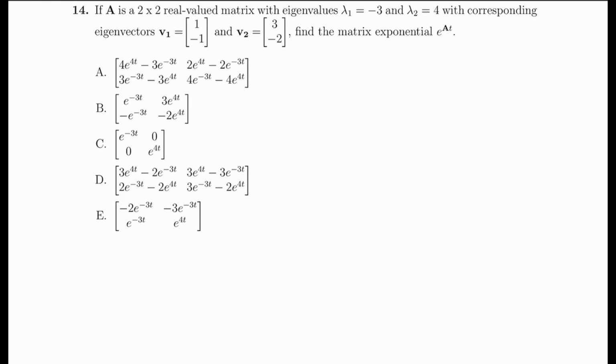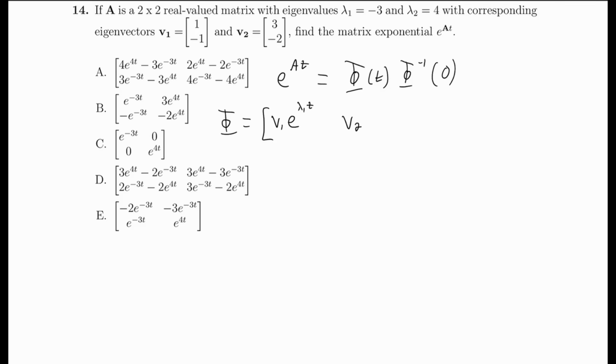For number 14, we need to use the method of matrix exponentiation, where we remember that e to the At is equal to Φ of t times Φ inverse of 0. So here Φ is our fundamental matrix, so it's our set of fundamental solutions. Think of this as the two terms that we linearly combine to get our general solution. So that means Φ is equal to the matrix v1, so eigenvector 1, times e to the λ1 t, and v2 e to the λ2 t.